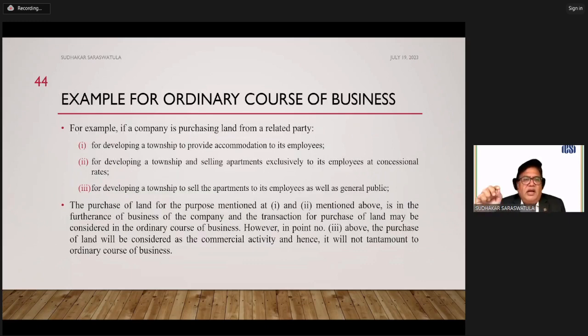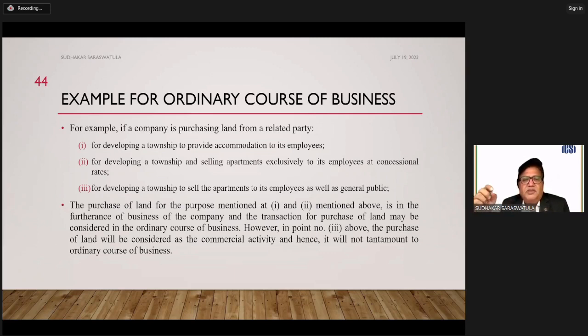So now I will give an example of how to determine an ordinary course of business. Several times I give an example of my own company. I used to say Reliance Industries Limited, because for easy understanding, and for me also, it is easy to explain. Say, for example, Reliance is purchasing a chunk of land from a related party near its refinery at Jamnagar. Is it a related party transaction? Answer is yes, because I am purchasing a property, right? And this property is being purchased from a related party.